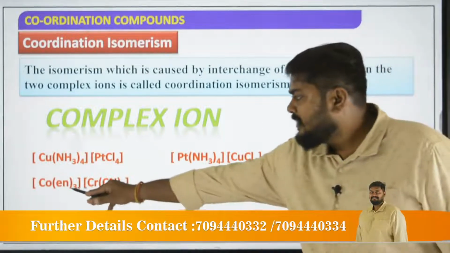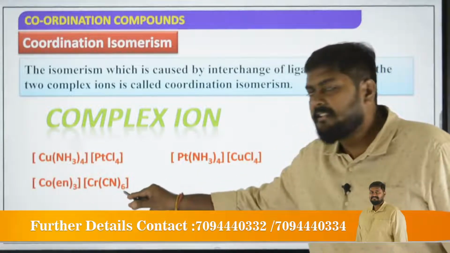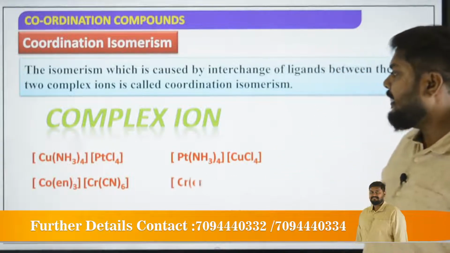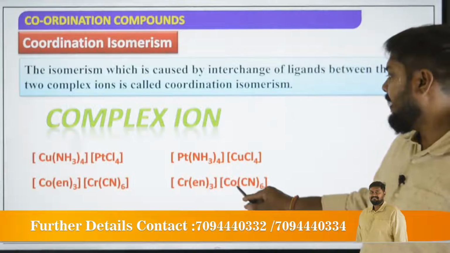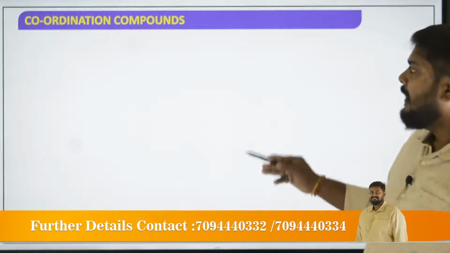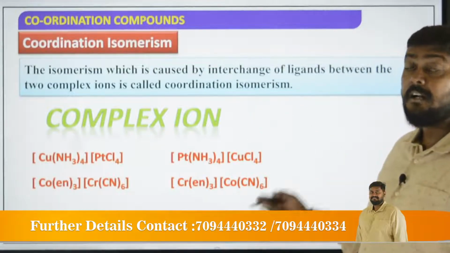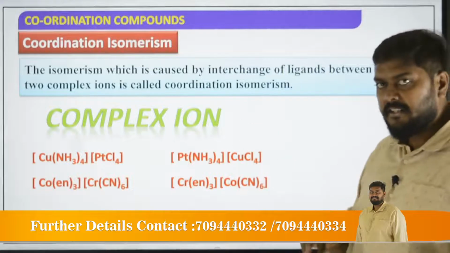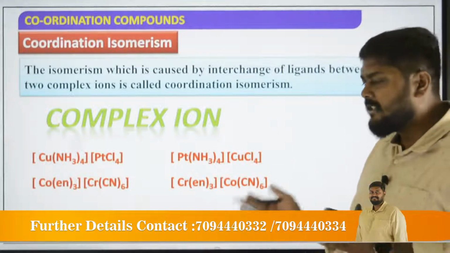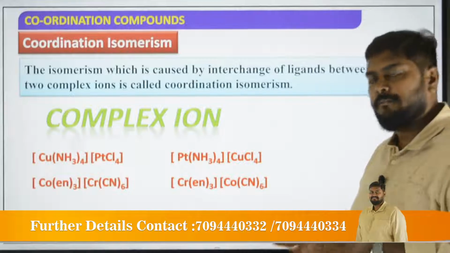One more example, [Co(en)3][Cr(CN)6]. I am going to get [Cr(en)3][Co(CN)6]. This is called coordination isomerism or ligand isomerism. Now if the ligands are interchanged, it is ligand isomerism, and if the coordination spheres are interchanged, it is coordination isomerism. That's all, right?